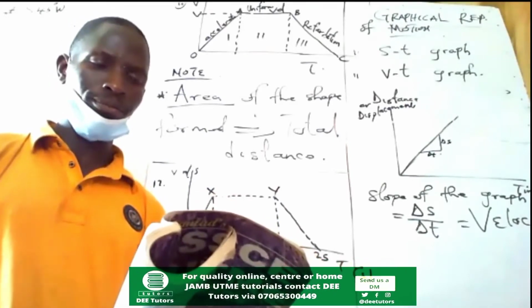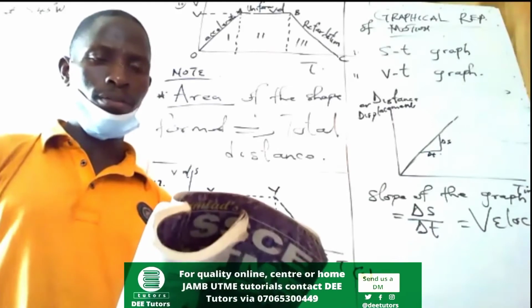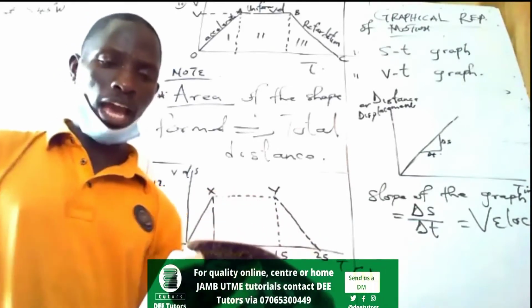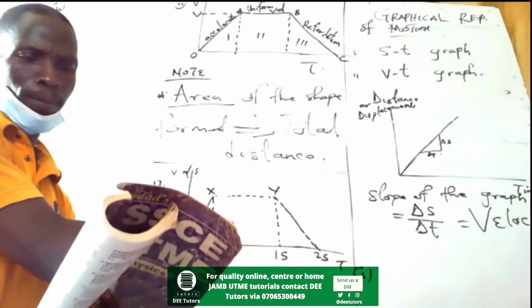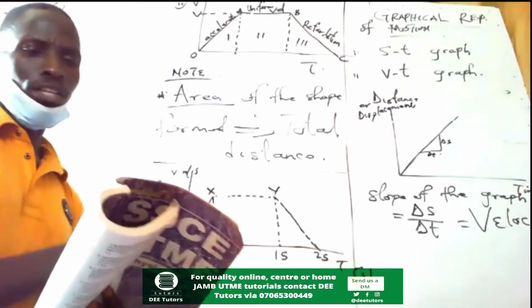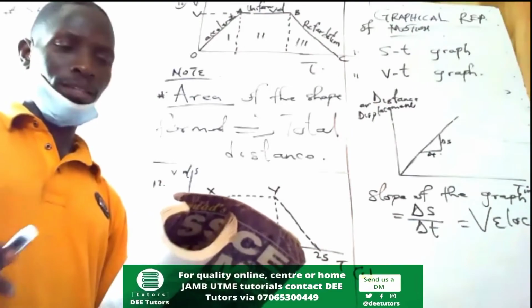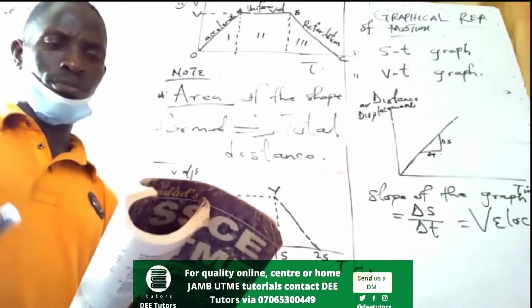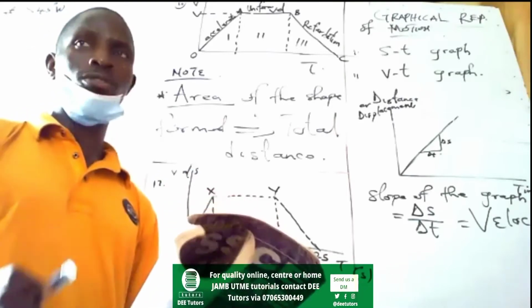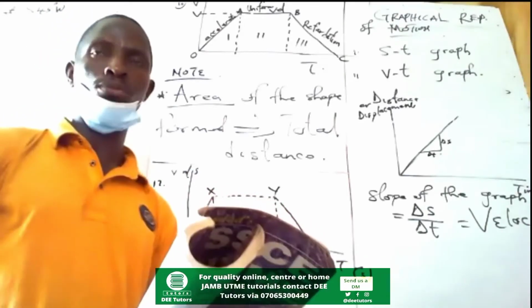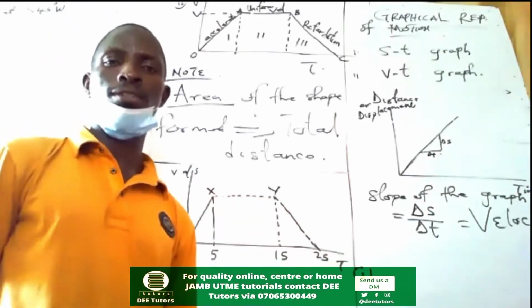I take it again. The diagram above shows the velocity time graph of a moving body. If the total distance covered by the body is 350 meters, the acceleration during the segment OX of the body's motion is dash.